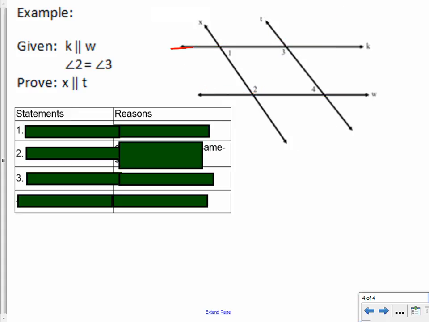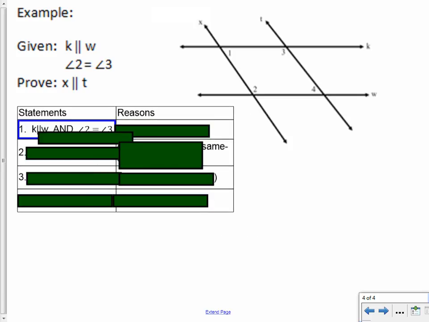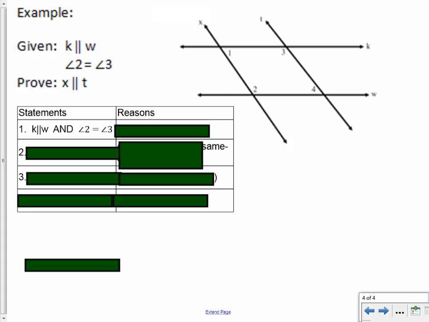Okay, first statement you always give is your given information. Line K is parallel to W, and angle 2 is equal to angle 3. How do we know that? Well, because it was given information.